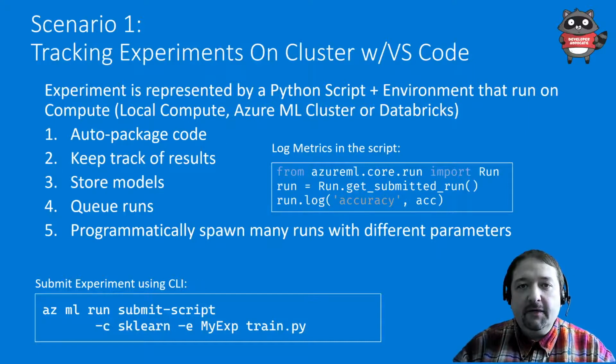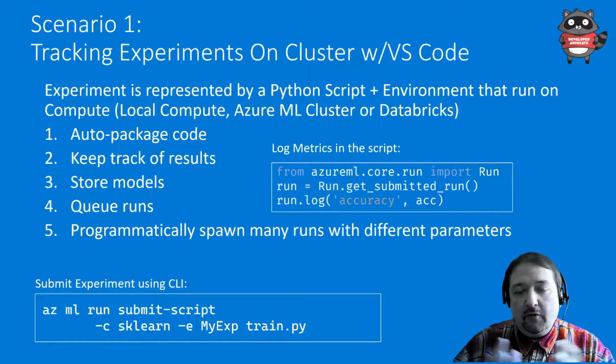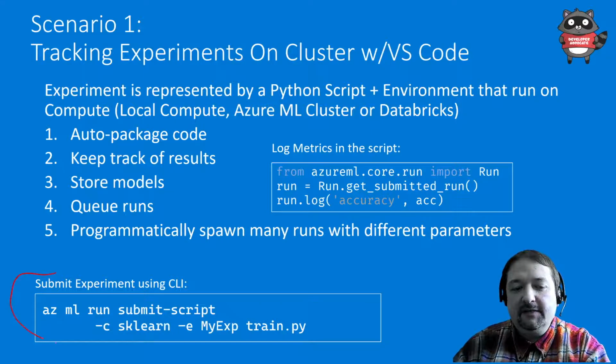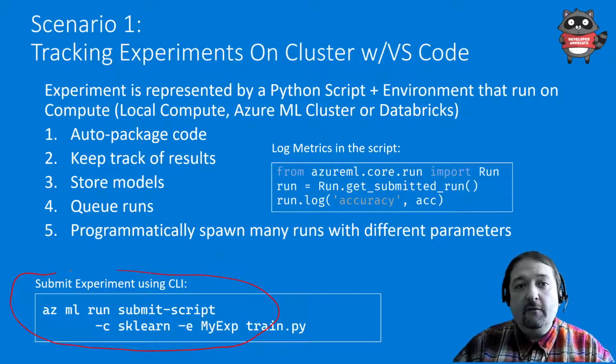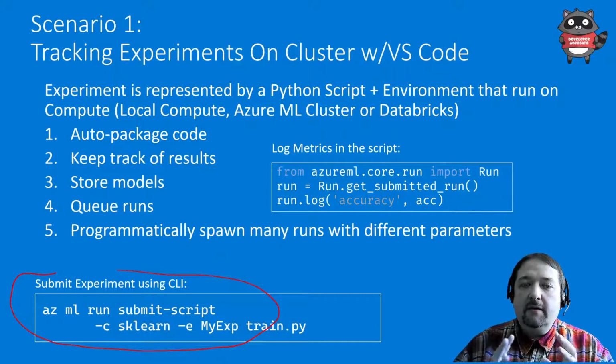The way this typically works is that you work on your local machine, you prepare the training script, which is normally a Python script, and then you submit this experiment to run on the cluster. This can be done using the CLI, using the commands presented here. All this can be done from Visual Studio Code very easily, and I will show you in a minute how this can be done. The big advantage of this is that you can also use logging from within the script.